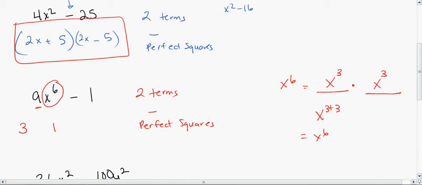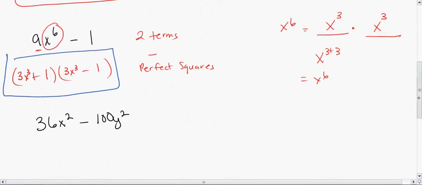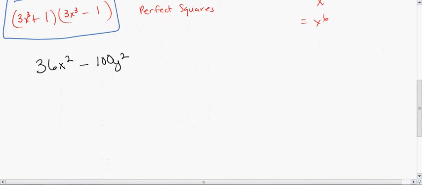All right, let's finish this problem. So I am going to write down 2 sets of parentheses. And then I'm going to write down a plus and a minus. And then I'll take the square root of both of those terms. So the square root of 9x to the 6 is 3x cubed. I write it in both parentheses. And then the square root of 1 is just 1. And there's my factored polynomial. Yay! All right, one more kind of tricky looking one.